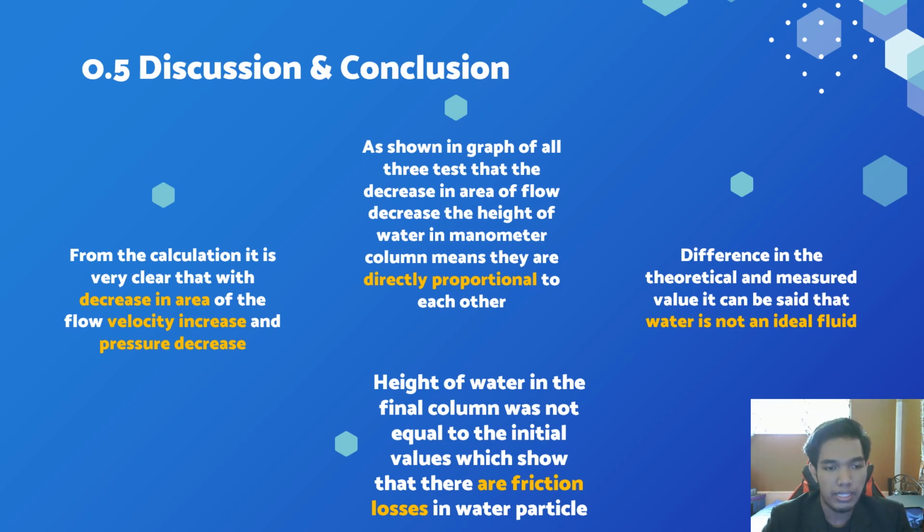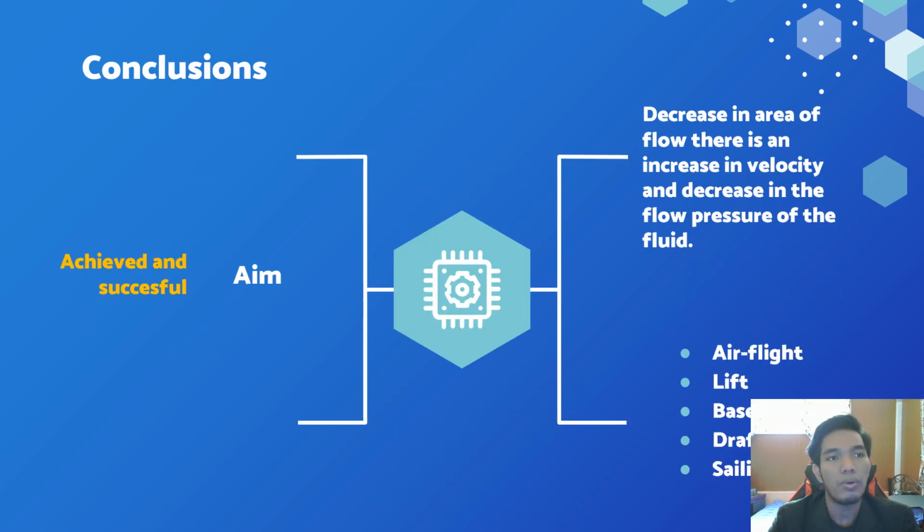And last but not least, the height of water in the final column was not equal to the initial values, which shows that there is friction loss in the water itself. So, all in all, we successfully executed the experiment and achieved the objective where we wanted to investigate Bernoulli's principle, and we can conclude that with a decrease in the area of flow, there is an increase in velocity and a decrease in the flow pressure of the fluid itself.